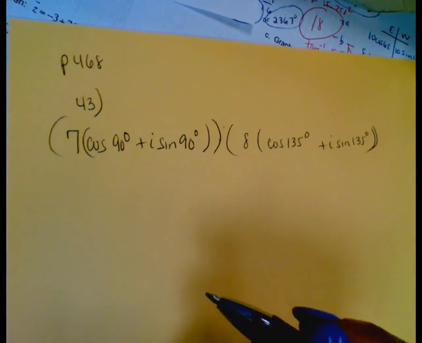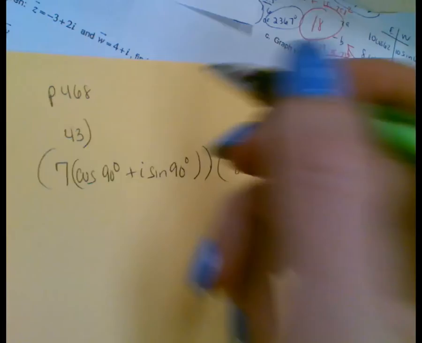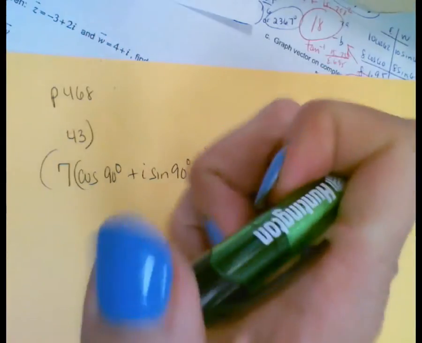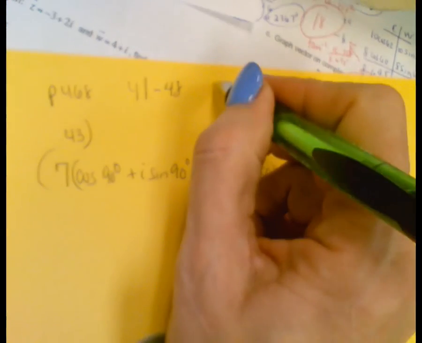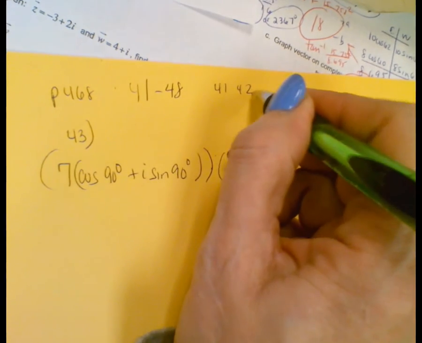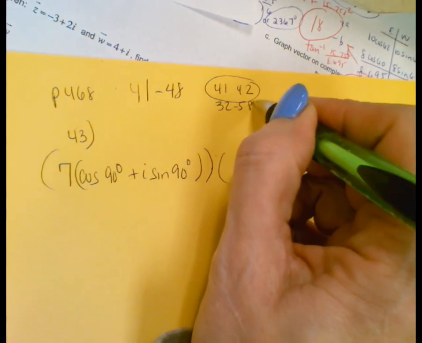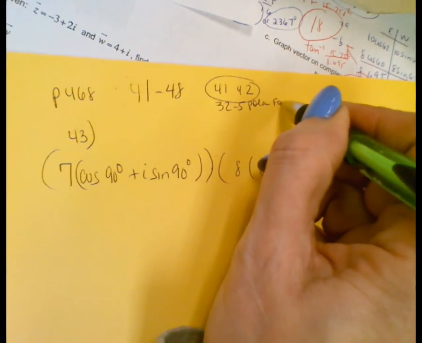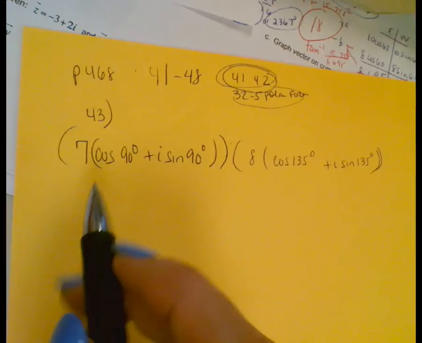Okay, I got stopped on the homework from page 468. It was 41 through 48. I already did 41 and 42 on the video that was labeled 32.5 polar form. The notes are on this, and then I started the homework 41 and 42. So this is where I left off.